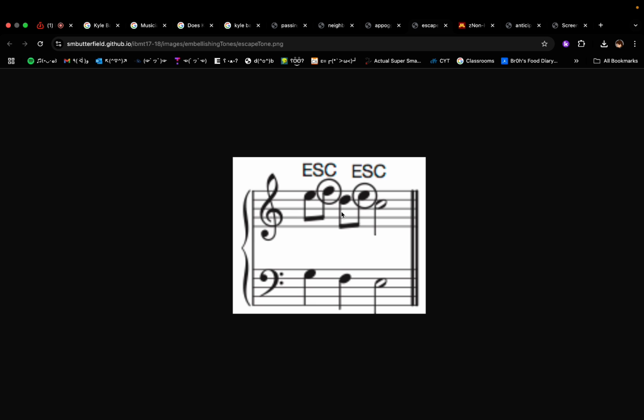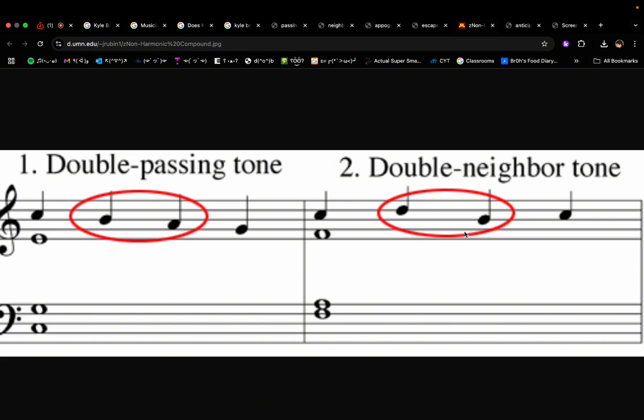Escape tone is similar to appoggiatura, just in the opposite order, where first they're approached by a step, and then they leap, as opposed to the other way around. They usually occur on weak beats. Double neighbor tones, or changing tones, or cambiata, they have a lot of names. They first move by step from a chord tone, and then leap to a non-chord tone, before then resolving back. What makes these unique is they are two tones, as opposed to just one, like the others.